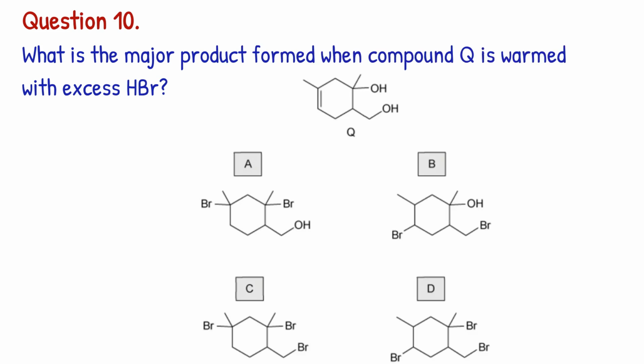Question 10. What is the major product formed when compound Q is warmed with excess hydrogen bromide? The correct answer is C.